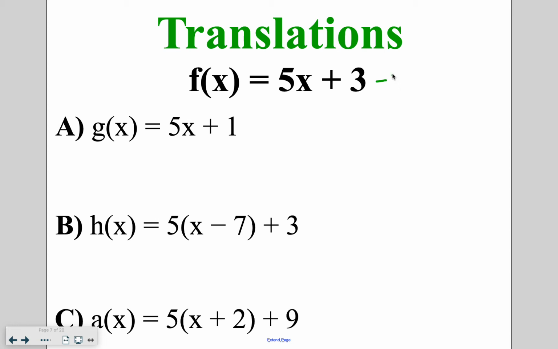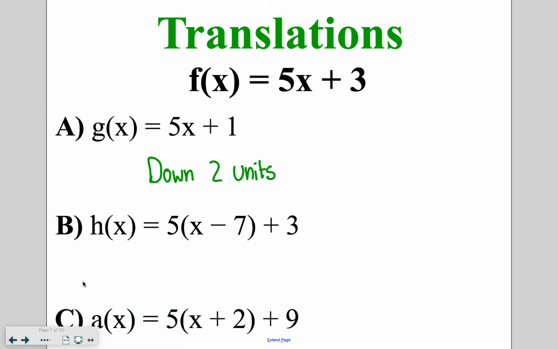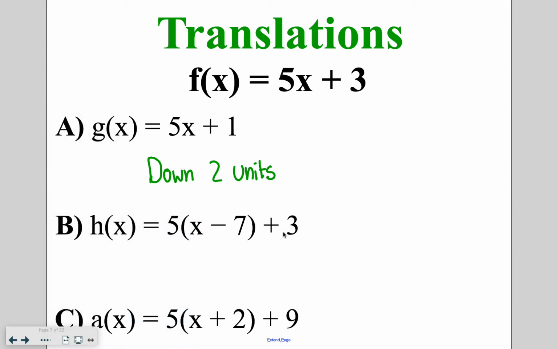In this case, that would mean I would subtract 2 on the end, which means my translation would be down 2 units. Units is the measurement of distance on a graph, so we're going to say we are down 2 units. When I move to my next one, I am looking at f of x is equal to 5, or in parentheses, x minus 7 plus 3. So now my movement is in parentheses, so directly attached to x, so that tells me I'm moving horizontally. And because it's the subtracting, that means I am going right 7 units.